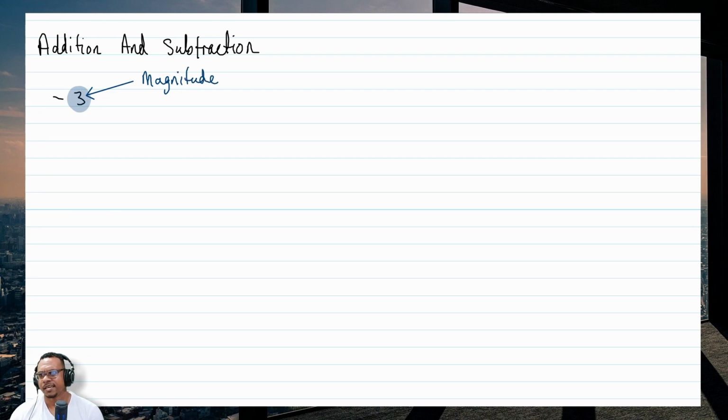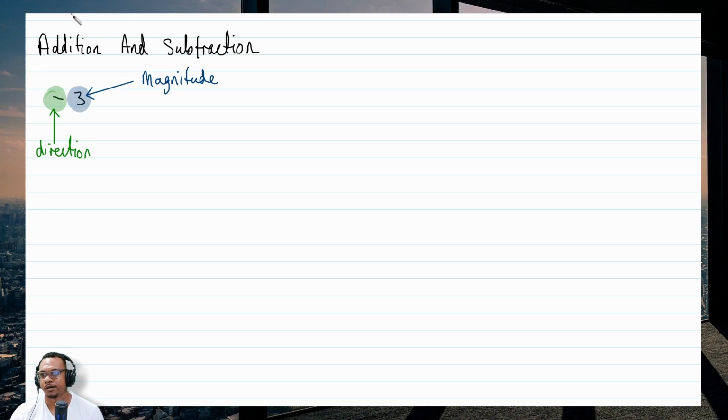Okay. And the sign, the negative sign, that gives us the direction. So for a directed number, we have direction and magnitude.